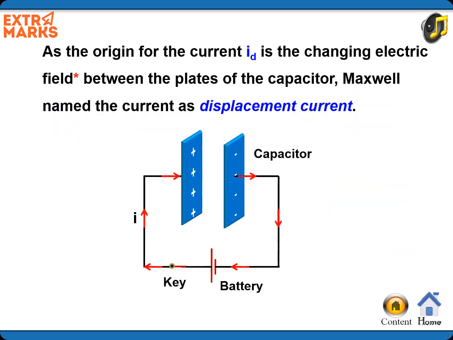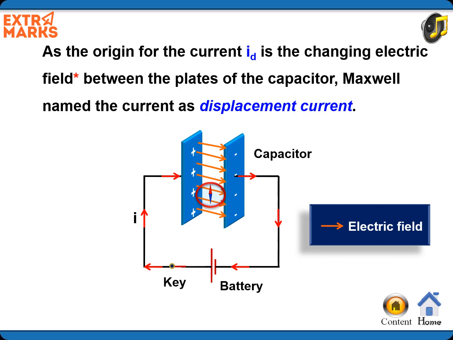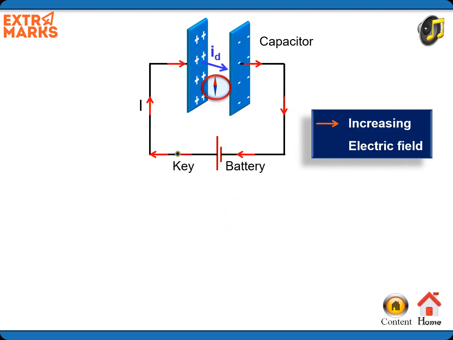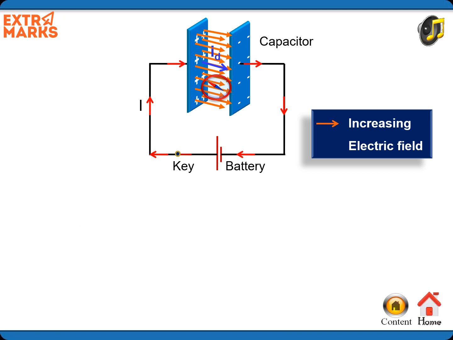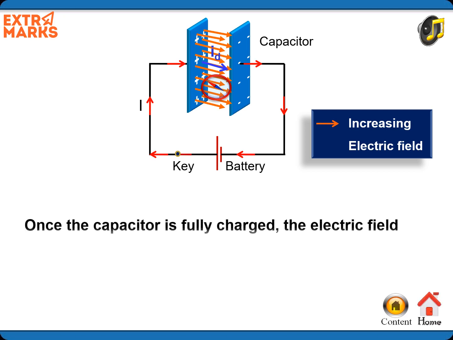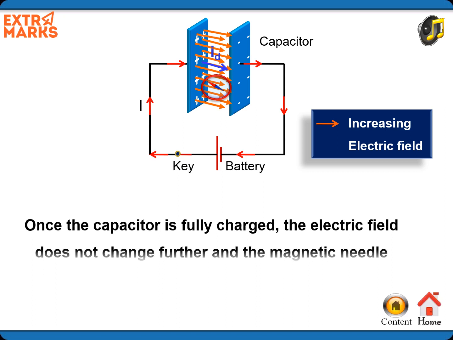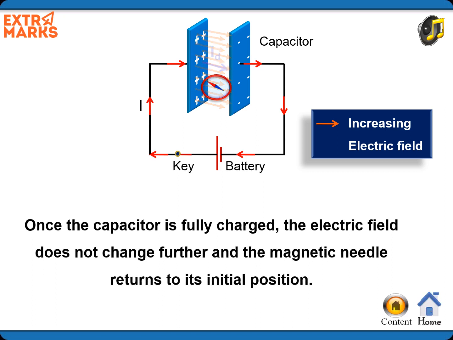Maxwell named the changing electric field between the plates of the capacitor as displacement current. The electric field between the plates of the capacitor keeps on increasing with time. Once the capacitor is fully charged, the electric field does not change further and the magnetic needle returns to its initial position.